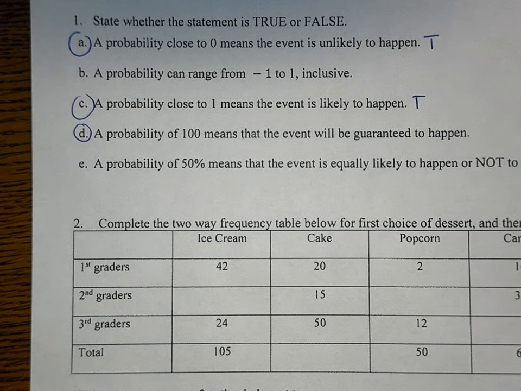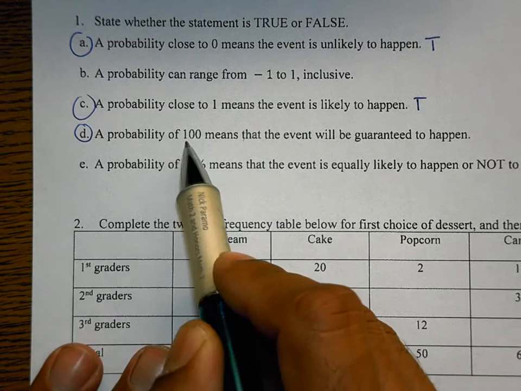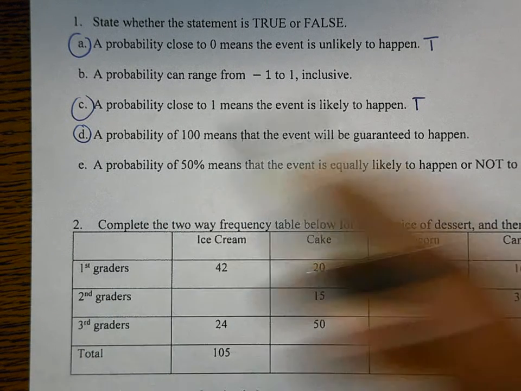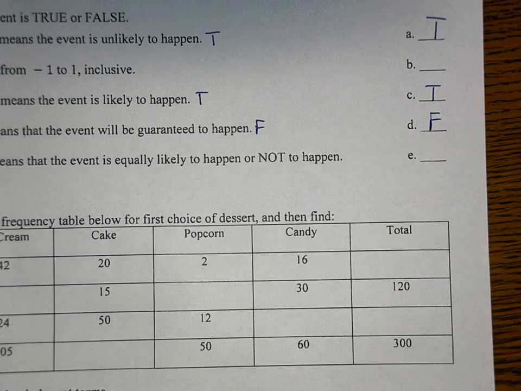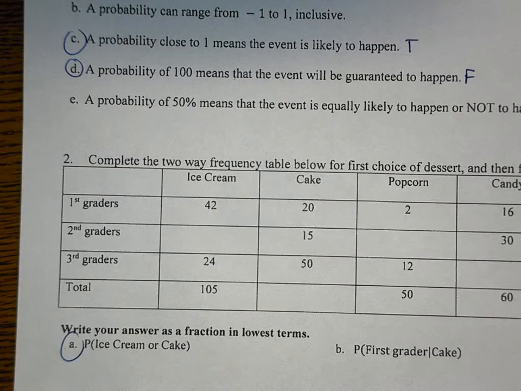If you have a coach who says, I want you to give 110%, that is not something that can actually happen. You cannot give more than what you can fully give. What they're really saying is they want 100%, not 110%. So a probability of 100 doesn't exist. That is a false statement for part D. I'll let you do some of those other ones.